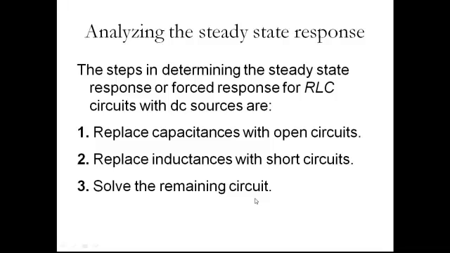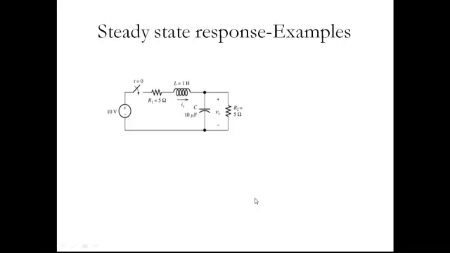So to analyze the steady state response, if you are having a DC source with inductance and capacitance, first step is you replace all the capacitance with open circuit. Second step is you replace all the inductance with short circuit. Third step is you solve the remaining circuit. So take this example. In this example, this is a DC source connected through a switch, involving R, L and C.